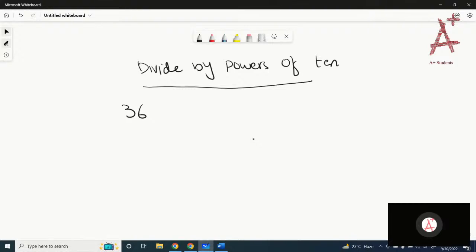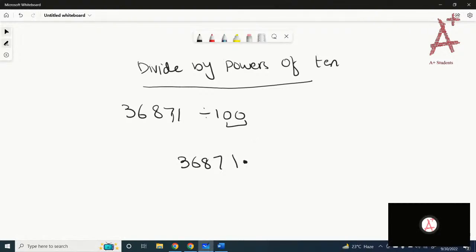The example is 3,036,871 divided by 100. So you have to divide this number by 100. What you have to do is count the number of zeros in the divisor. So in the divisor you have 100. There are two zeros in the 100. Got it?